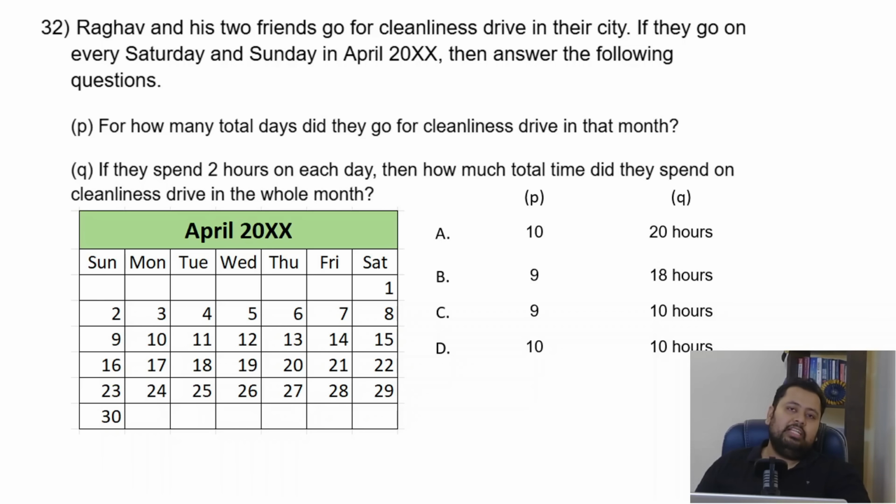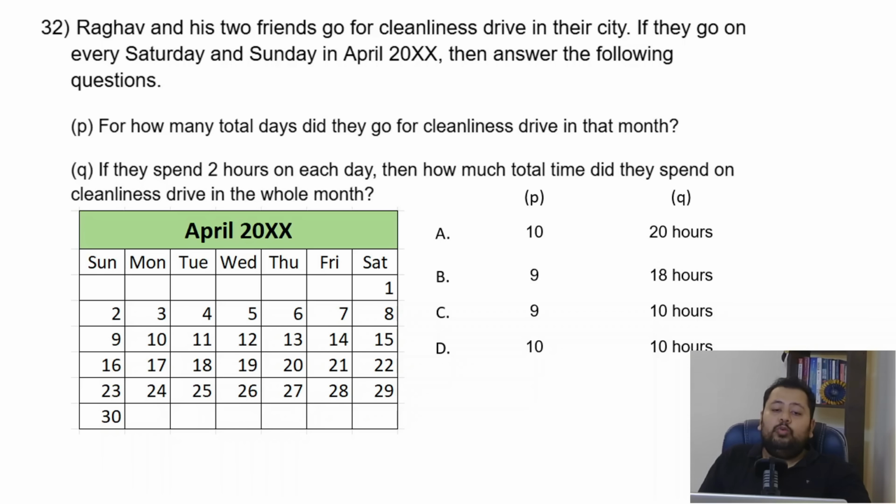And now we move to question number 32, which is a calendar question. Raghav and his two friends go for a cleanliness drive in the city. If they go on every Saturday and Sunday in April, then answer the following questions. For how many total days did they go for the cleanliness drive in that month? So they are going every Saturday and every Sunday. How many days have they gone? You have to find out. So P is very easy.